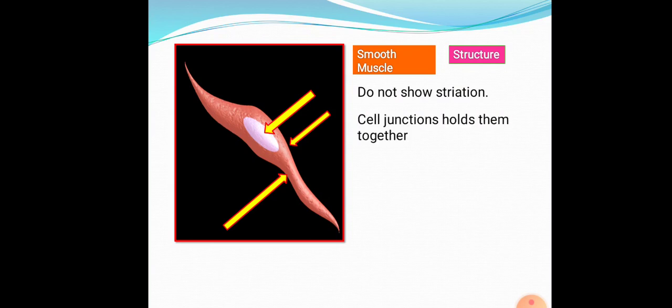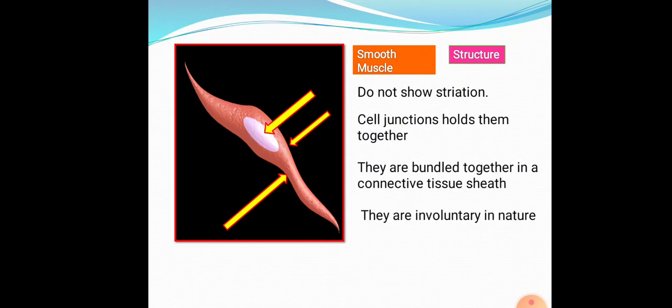Here is a single smooth muscle fiber. It does not show striation. Here you cannot see any alternate dark and light bands. Cell junctions between these muscle fibers hold them together. They are bundled together in a connective tissue sheath, and we know they are involuntary in function.